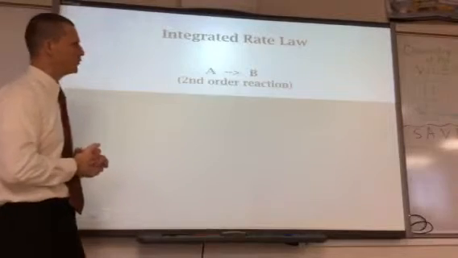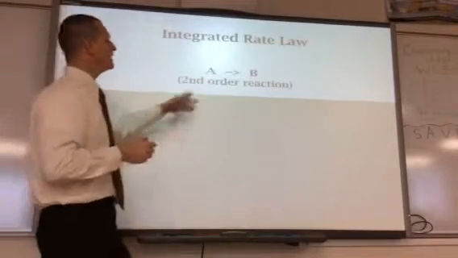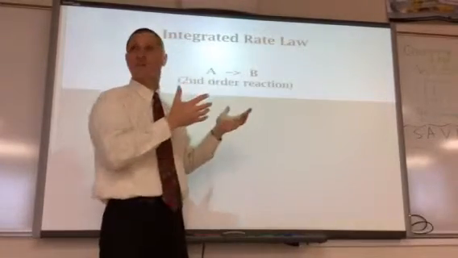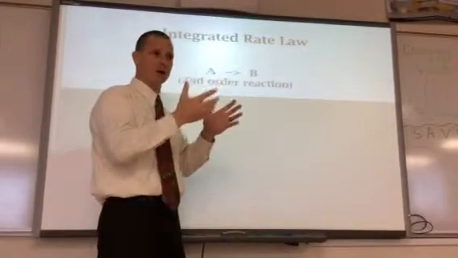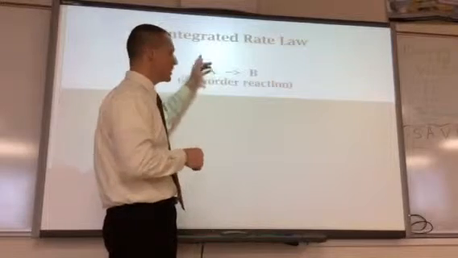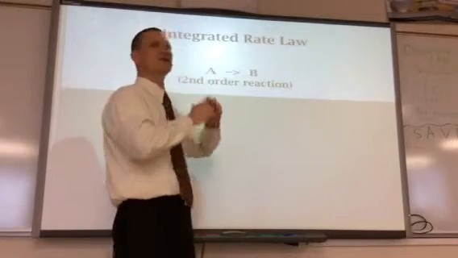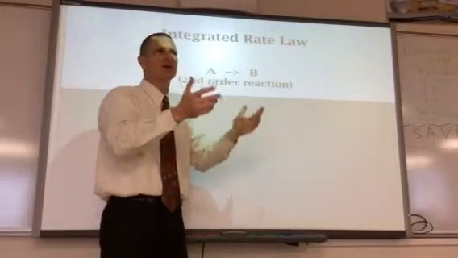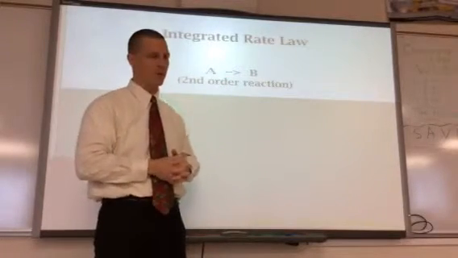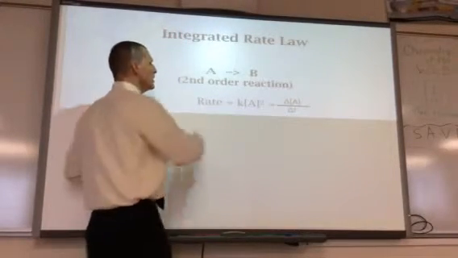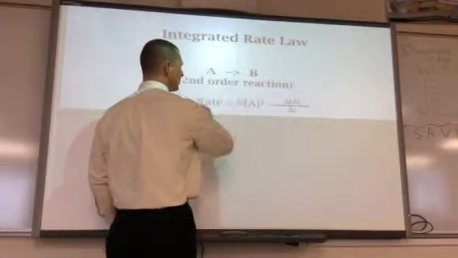A second order reaction will look like this. Second order means that if you double the concentration of the reactant, then the rate is going to increase by 4 times. It'll be that change squared. If we triple the concentration of the reactant, that'll cause the reaction to go 9 times faster. It'll be 3 squared.